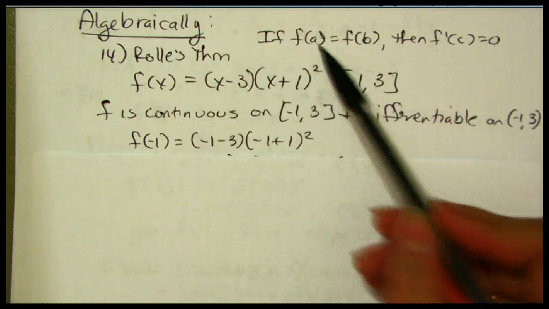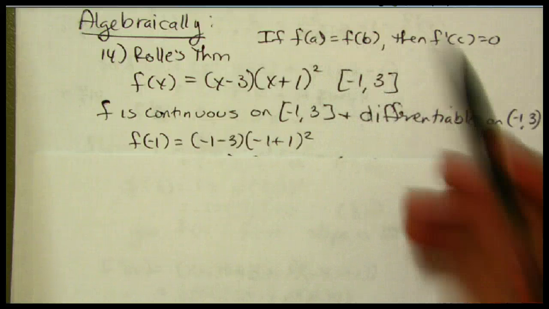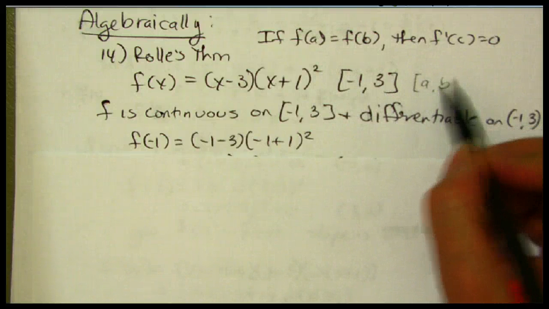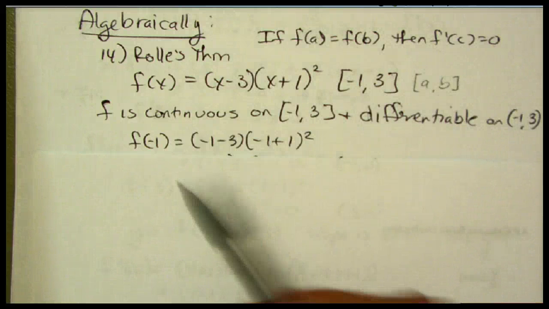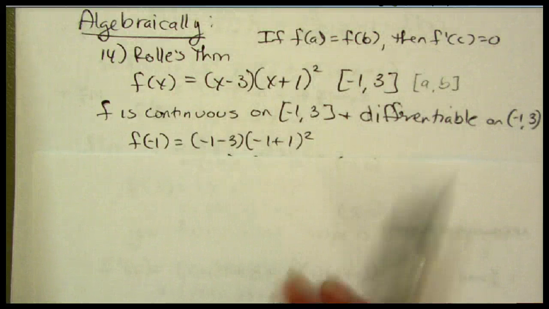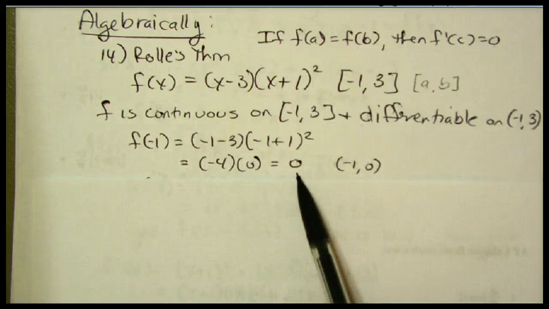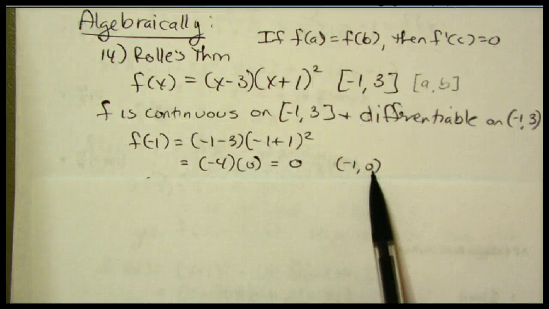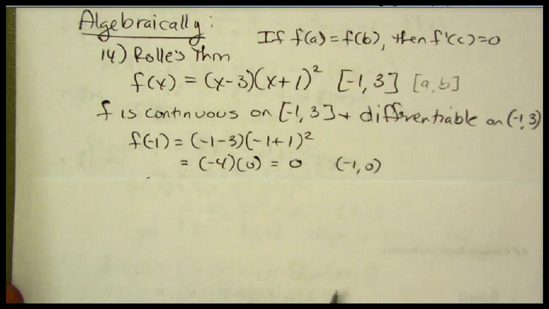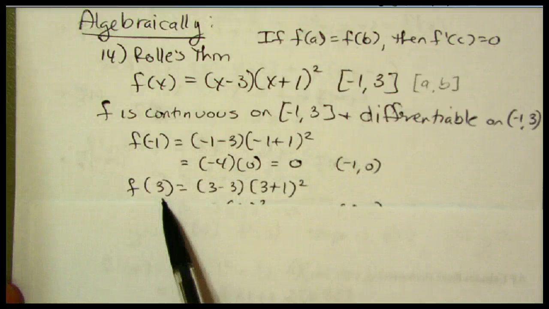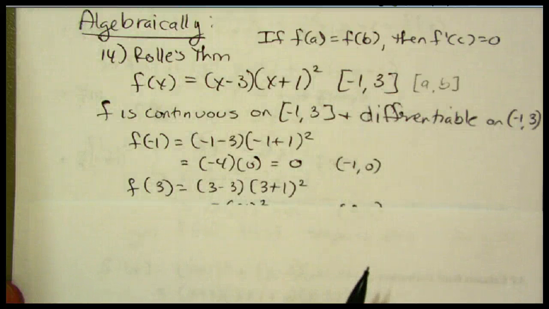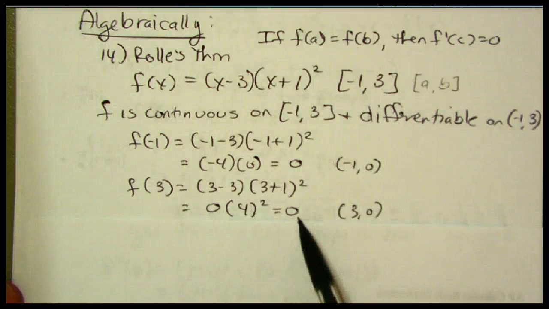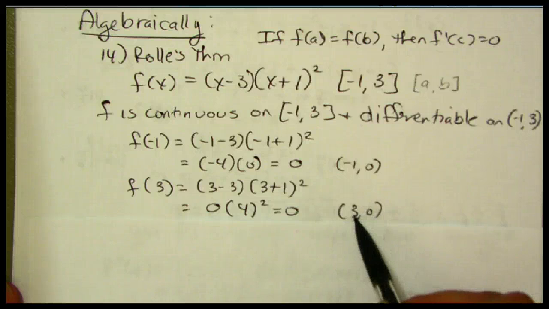So let's go ahead and plug in my a and b, which are my endpoints. So f of -1 is 0. So I have my first ordered pair, -1, 0, for my first point for my secant line. f of 3, the other endpoint of that interval, produces a 0. So there's the second point, 3, 0.